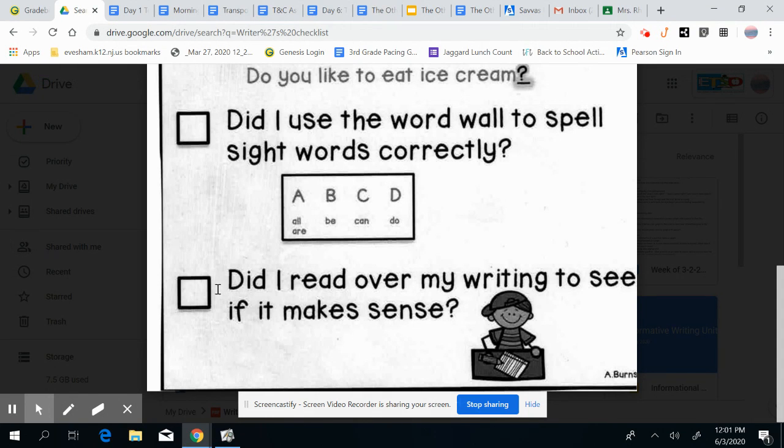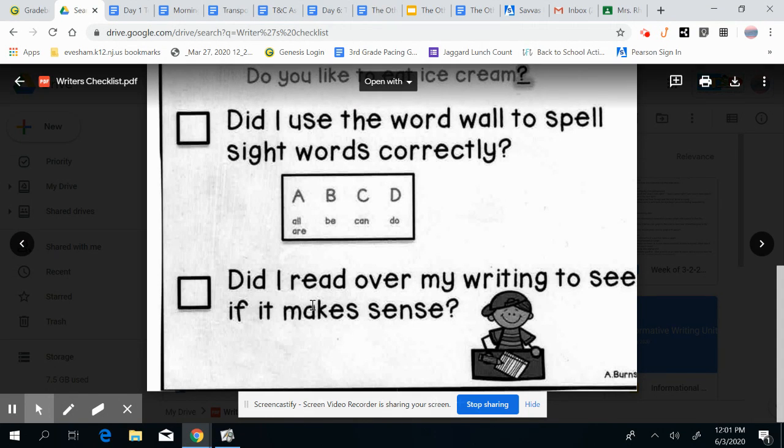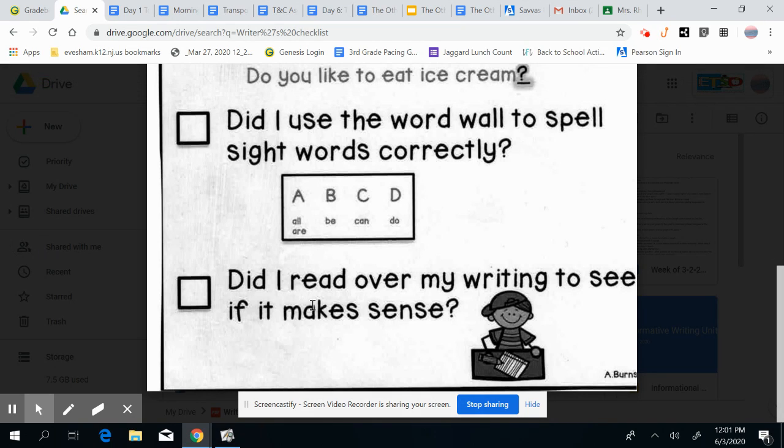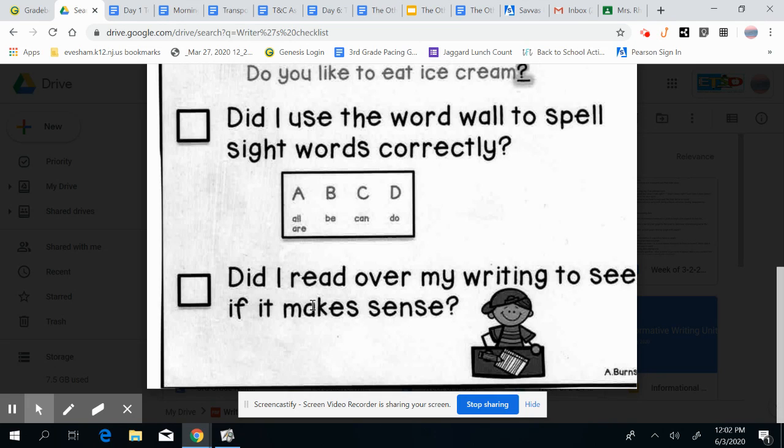And then the last one, did I read over my writing to see if it makes sense? Make sure it makes sense. Also, I wanted to add that if you are reading and you realize that you can improve your writing, like, oh, I can make that sentence better by adding this adjective or adding better words, you want to do that as well. If you want to improve your writing with any of the strategies we've learned throughout the year, definitely do that as well.